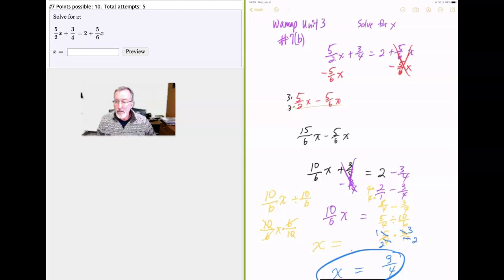Okay, so please give this a try. Either use 7a or 7b, one or the other, and stick with whichever method makes sense to you. Okay, good luck.